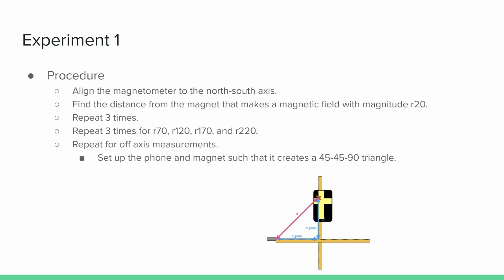Then, we change the experiment slightly and repeat for off-axis measurements. So we set up the phone and the magnet in such a way that it creates a 45-45-90 triangle, as shown in the figure below.